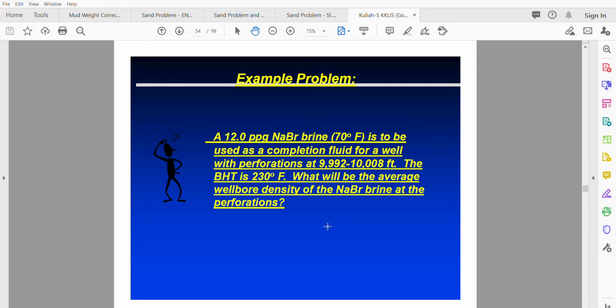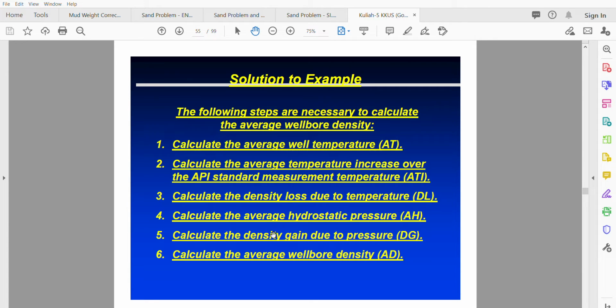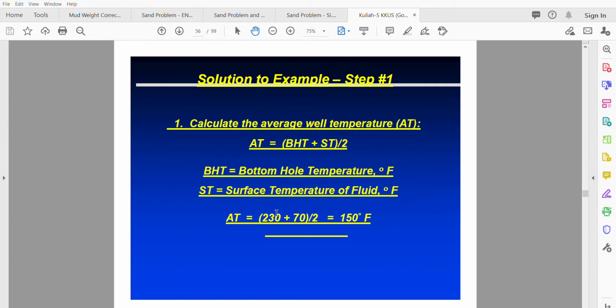We have a 12 ppg sodium bromide brine with 70 degrees Fahrenheit at the surface and 230 degrees Fahrenheit at the bottom, with perforations at 9,902 and 10,008 feet. So the average, the middle perforation, is 10,000. And then what is the average density? That's the question. And this is the step by step of how to calculate it.